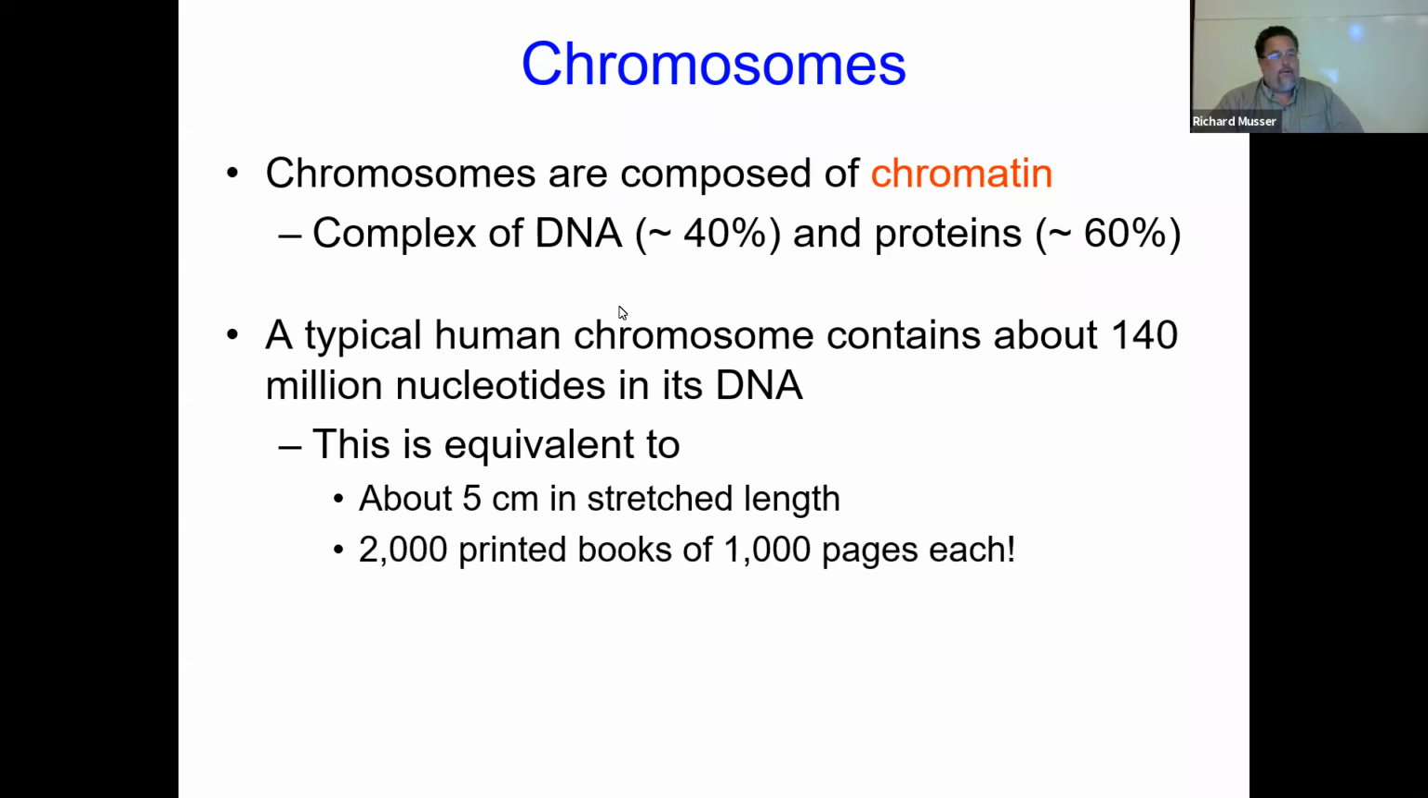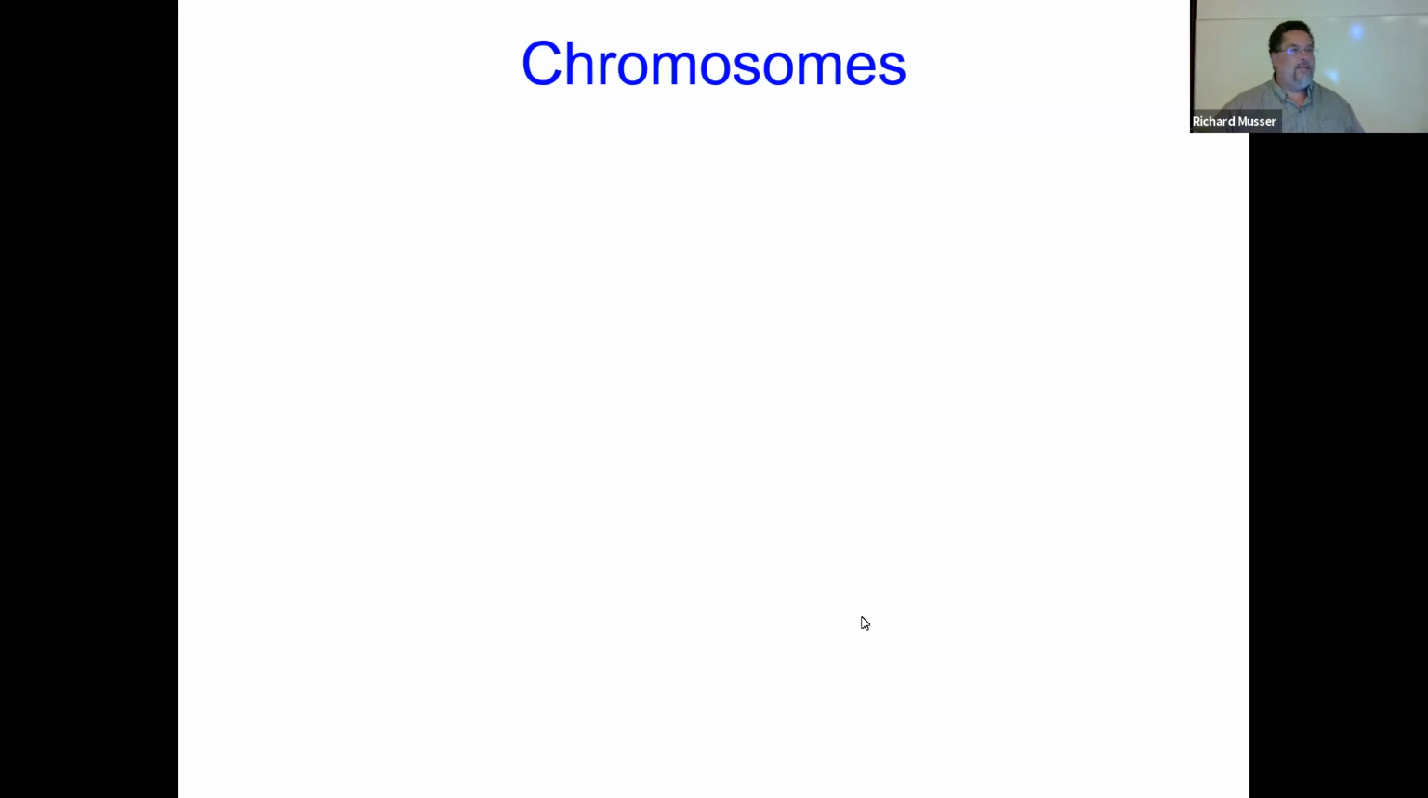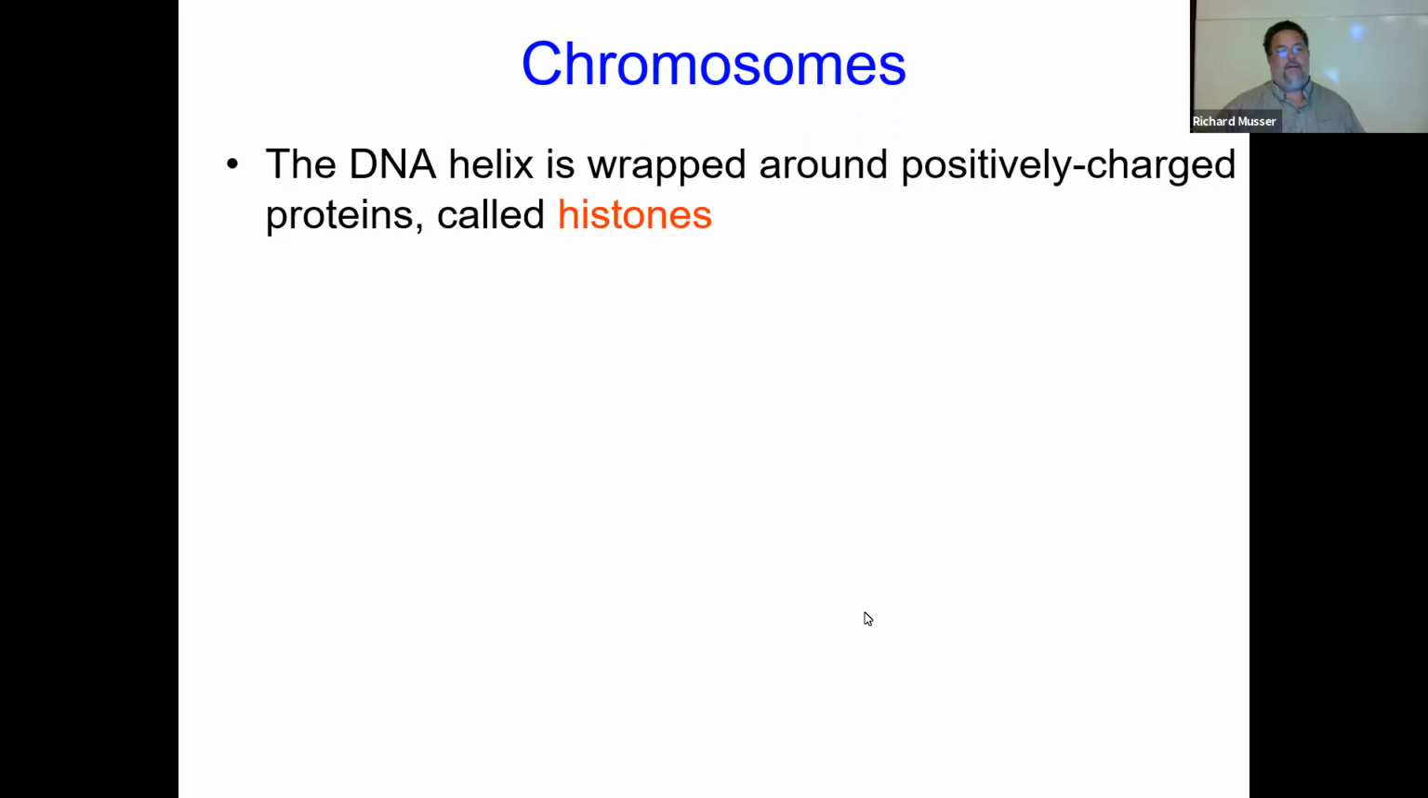And believe it or not, that chromosome, if it could be stretched out end to end, would be 5 centimeters long. And it would represent about 2,000 printed books of 1,000 pages each. That's incredible. And then, of course, it's all controlled without librarians and coiled up in DNA. So you don't have to check out the book or anything like that.